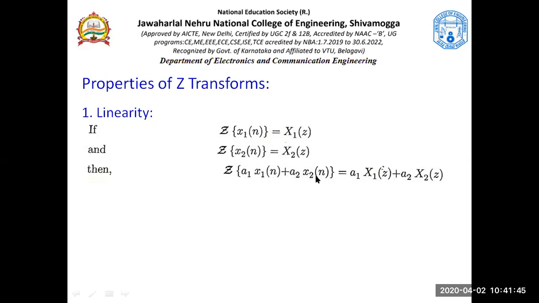So a1 x1 of n and a2 x2 of n are weighted signals. The sum of these is the sum of weighted signals, or some people call it the weighted sum of the signals. If you apply the Z transform on the weighted sum, you can take a1 out and apply the Z transform only on x1 of n, and take a2 out and apply the Z transform only on x2 of n. It would look like a1 X1 of z plus a2 X2 of z. You're not applying transforms on scalars, you're applying them on the signals. We'll go with the proof of that.